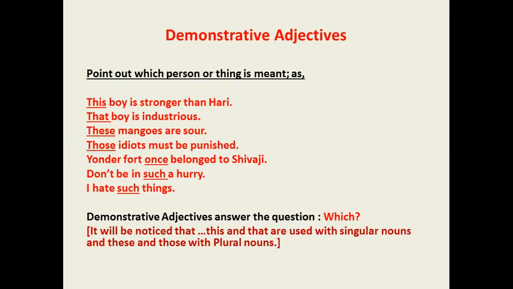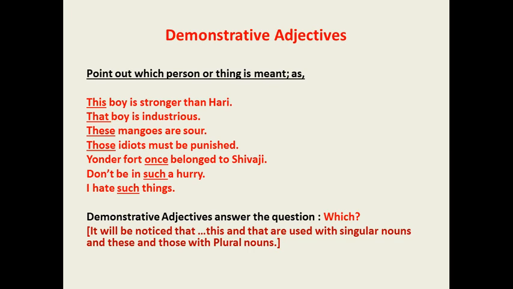Now comes demonstrative adjectives, which point out which person or thing is meant. For example, this boy is stronger than Hari. That boy is industrious. These mangoes are sour. Those idiots must be punished. Yonder fort once belonged to Shivaji. Don't be in such a hurry.